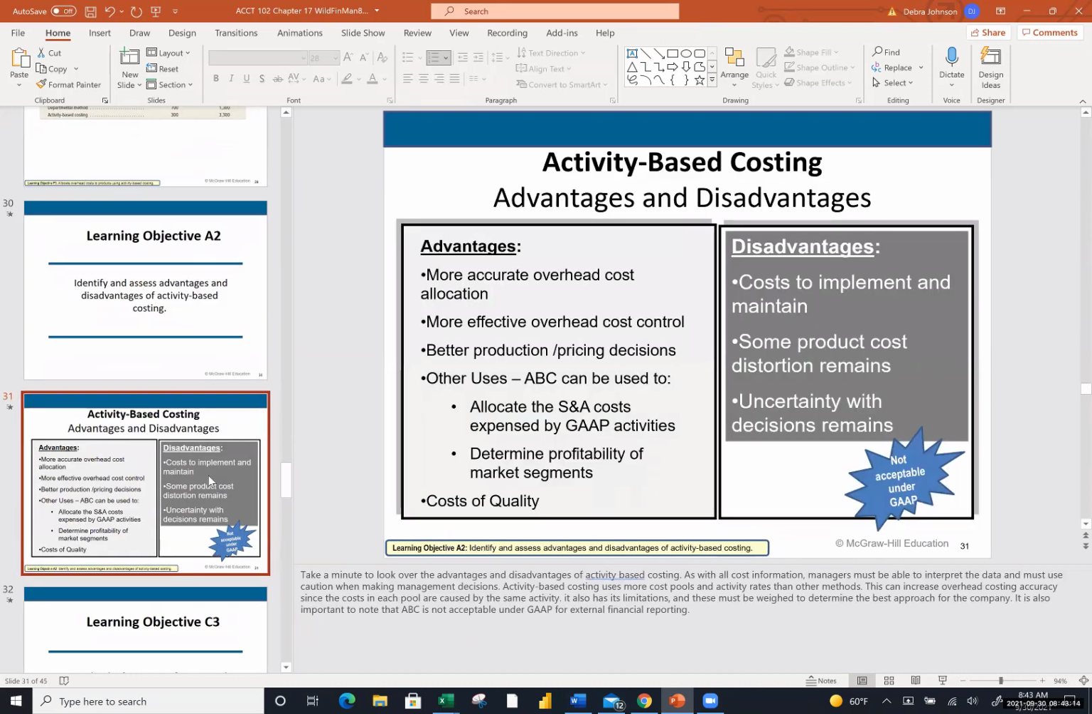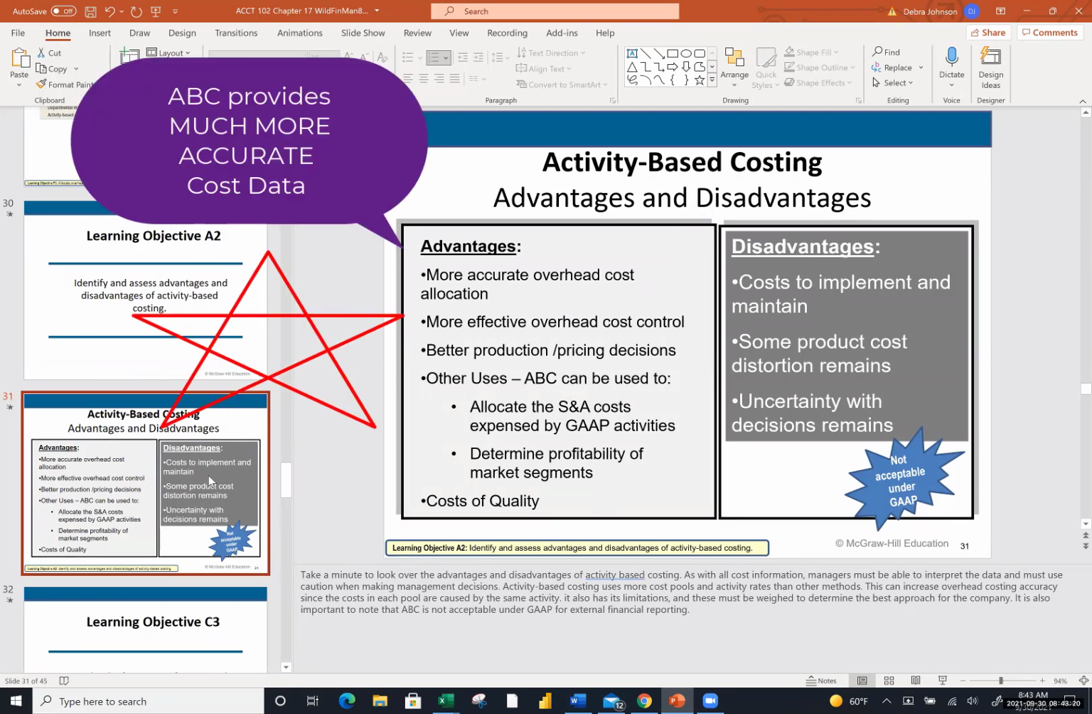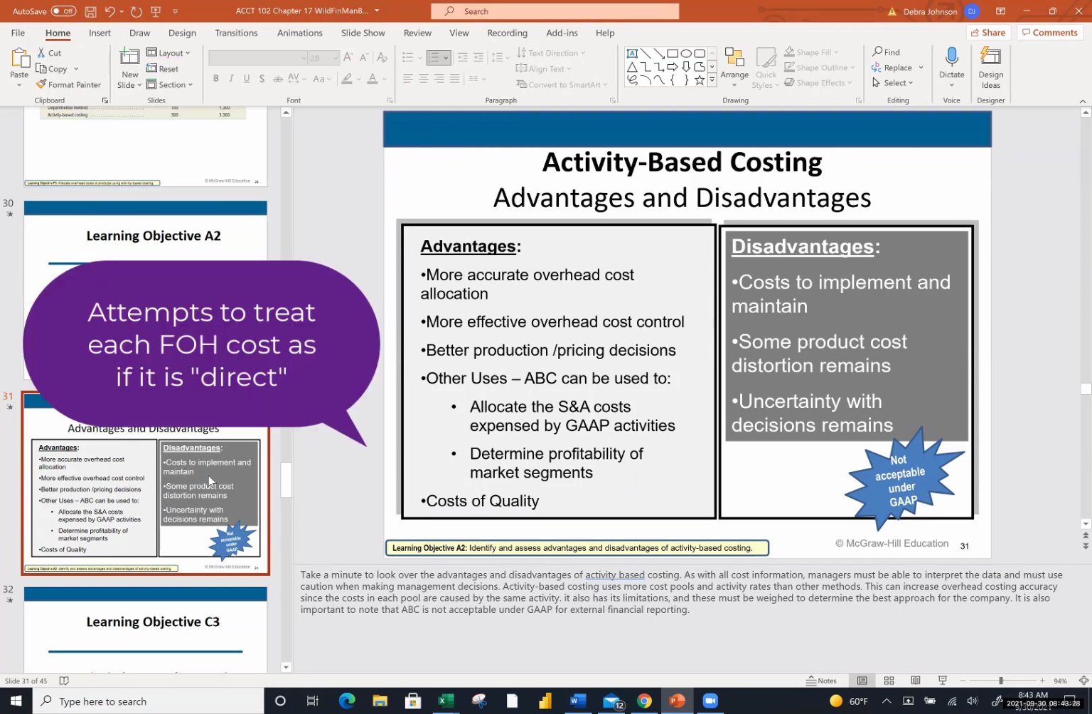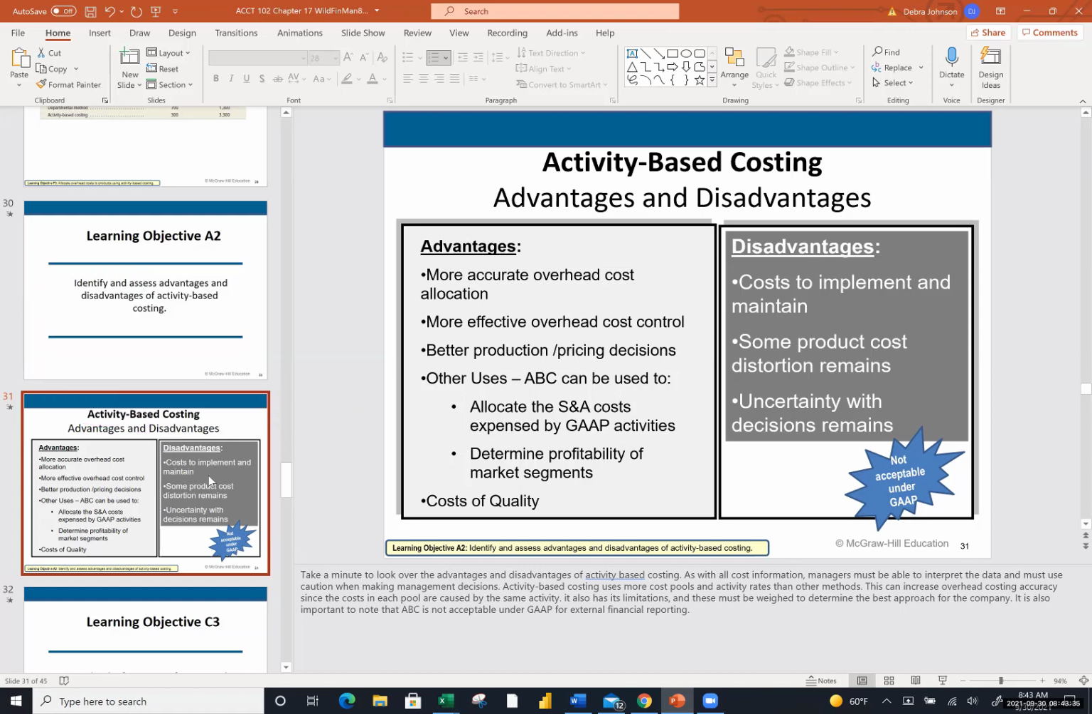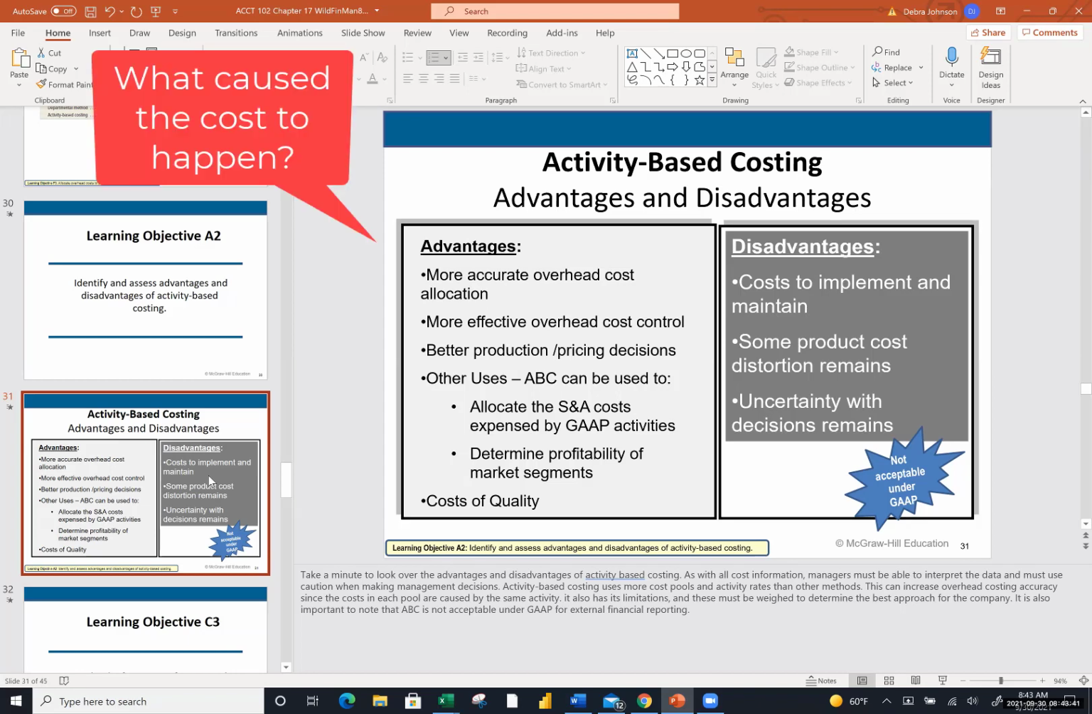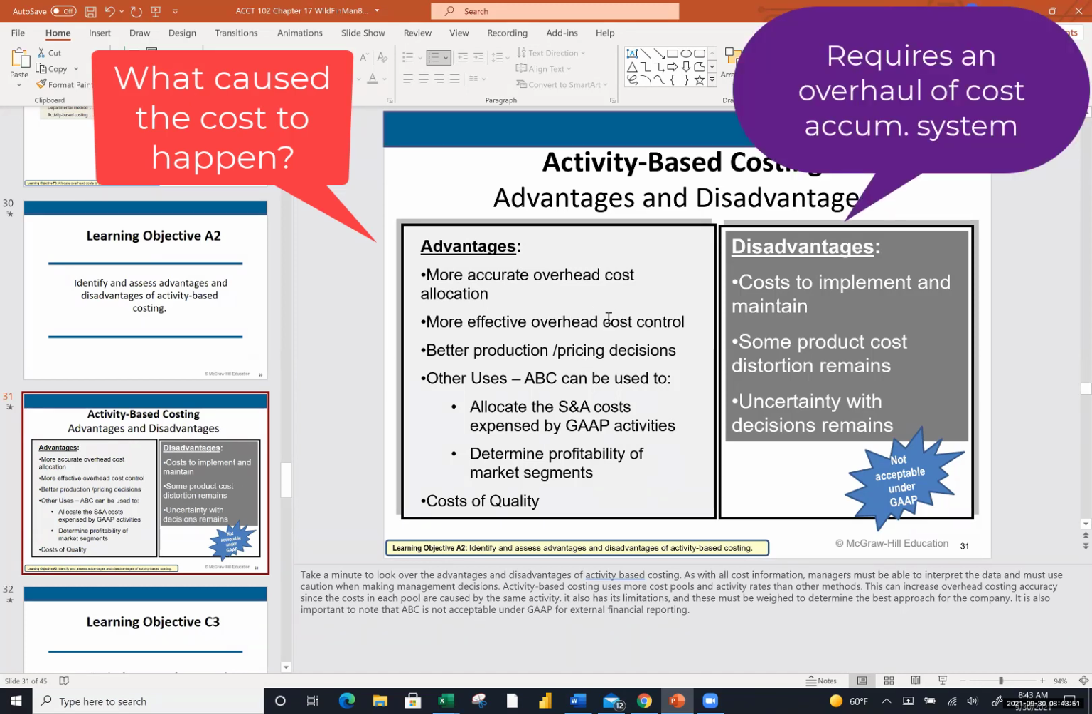There it is. So the advantages: I wish I had put the words much more accurate overhead cost allocation, because as I mentioned last time, what this attempts to do is take these indirect costs, by definition all of these things are indirect costs, and treat them as if they were direct costs. In other words, they look for what caused the cost to happen, use that as the driver, and redesign the accounting system based on those activities that these cost theorists, or whoever comes in and does the motion studies, come up with.